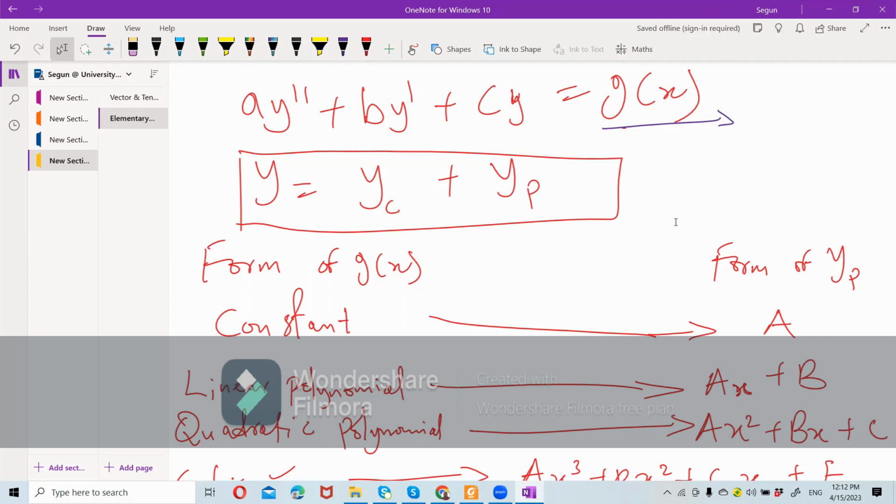Example 1, let's look at example 1. So you will tell me what it means. You will quickly tell me what it means to be able to solve that particular function.